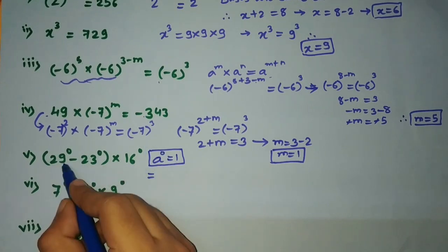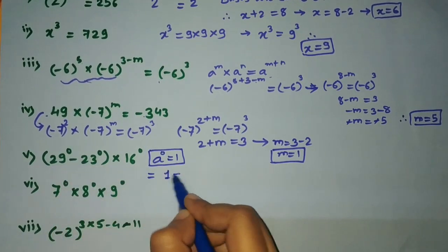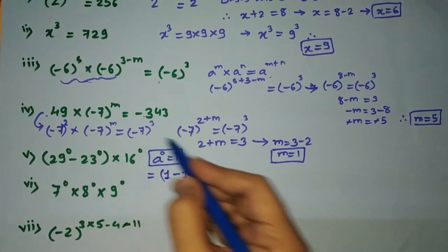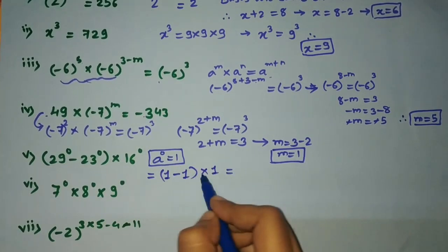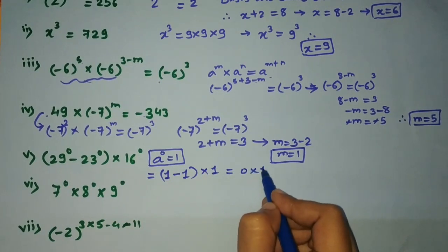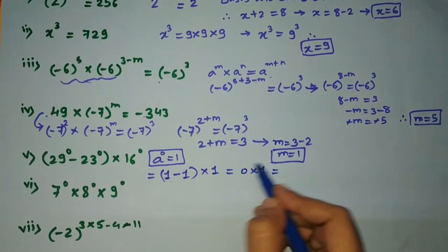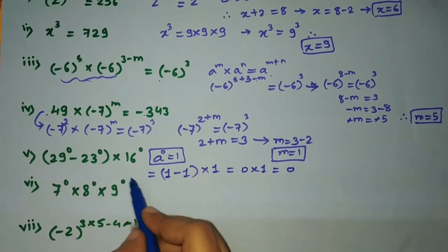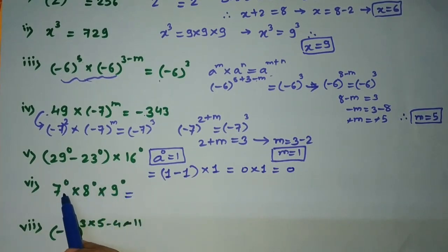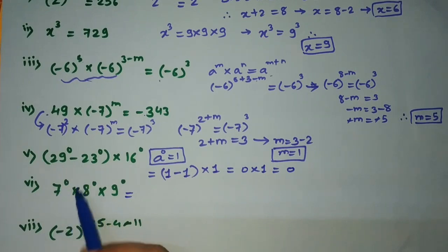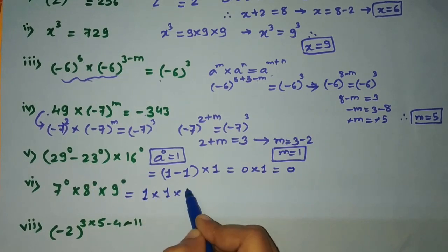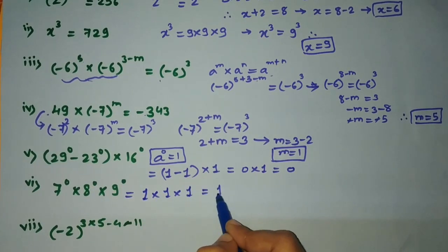So 29 to the power 0 means 1. 23 to the power 0 is again 1, into 16 to the power 0, that is 1. So 1 minus 1, friends, is 0, into 1. Product of any number with 0 gives the final answer 0. So next we'll go here: 7^0 into 8^0 into 9^0. That means 1 multiplied by 1 multiplied by 1, that is 1 itself.